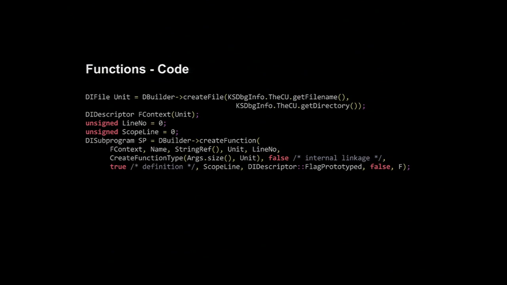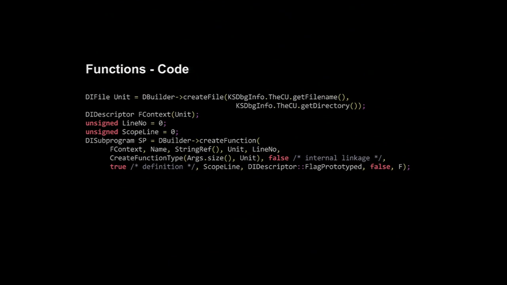So then our name. If you have a linkage name, it would go there, like for C++, all the mangled names kind of go there. The unit, the line number you're at. Here's our function type. We're saying it's internal linkage because, well, it's a little jitted thing. Who cares? It is our definition, though. We are creating the subprogram definition as opposed to a prototype. What line does the scope start at?